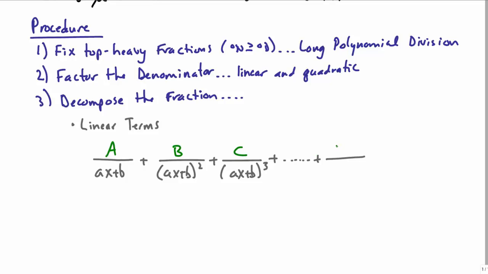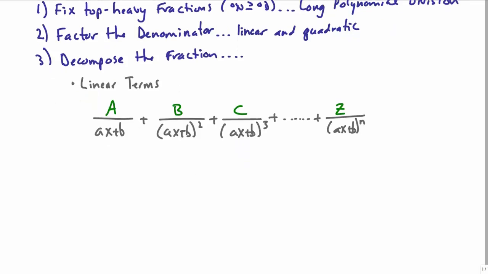And these would go all the way up to however many factors we have. I certainly wouldn't want to work a problem with this many factors. So this would be ax plus b to the n. We could technically go to 26 because we know there are 26 letters in the alphabet. So each linear term contributes n terms to this expression, and this will make more sense when we look at an exact problem.